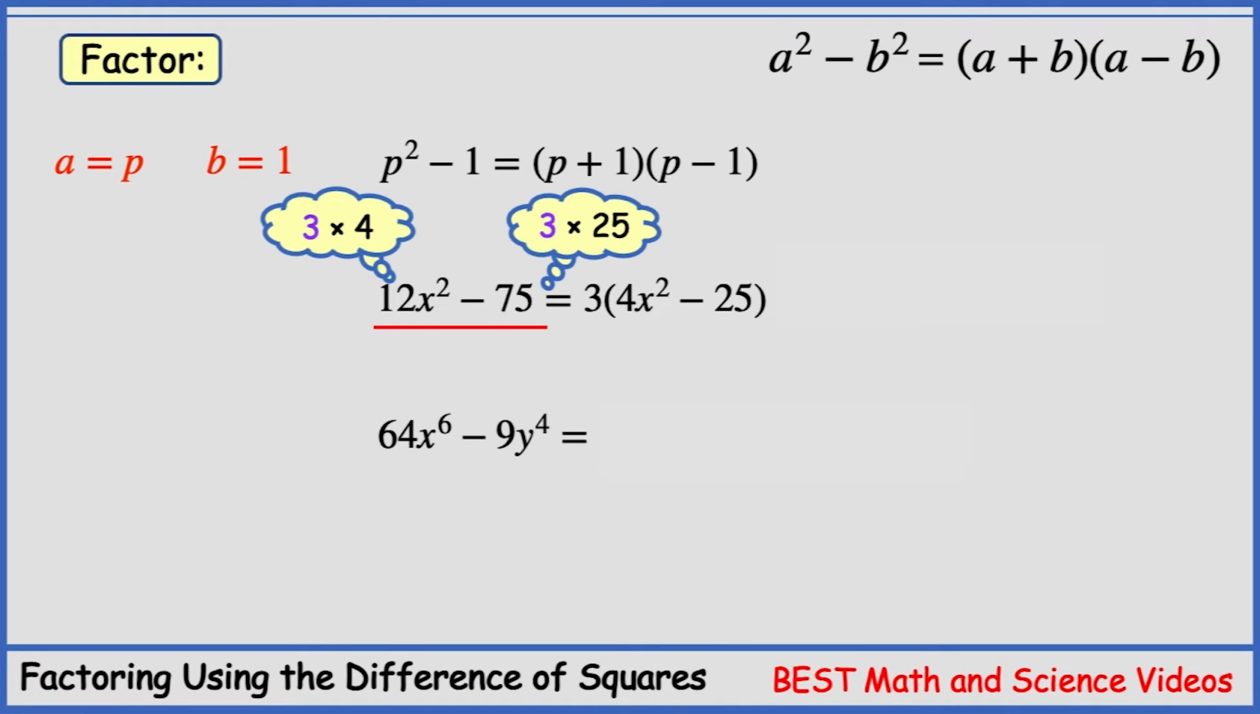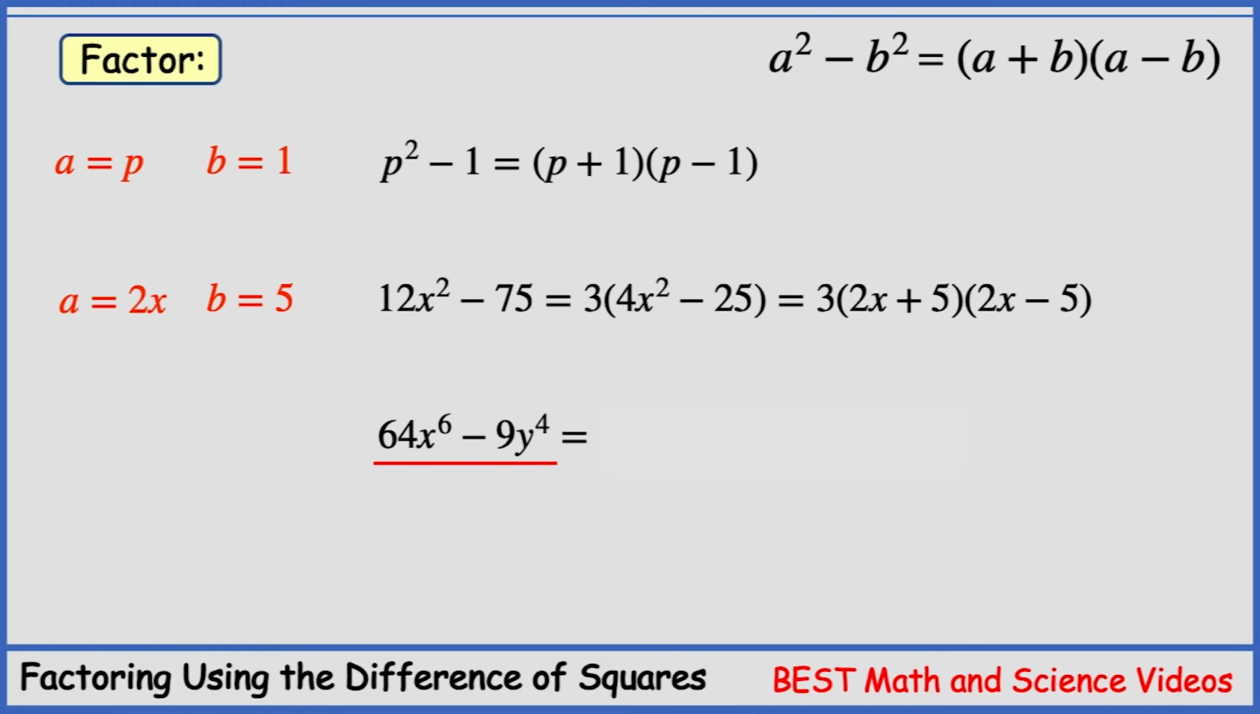The square root of 4x squared is 2x, so a is 2x. And the square root of 25 is 5, so b is 5. And the factored expression is 3 times 2x plus 5 times 2x minus 5. Now look at 64x to the 6th minus 9y to the 4th. For this expression, a equals 8x cubed and b equals 3y squared. So the factored form is 8x cubed plus 3y squared times 8x cubed minus 3y squared.